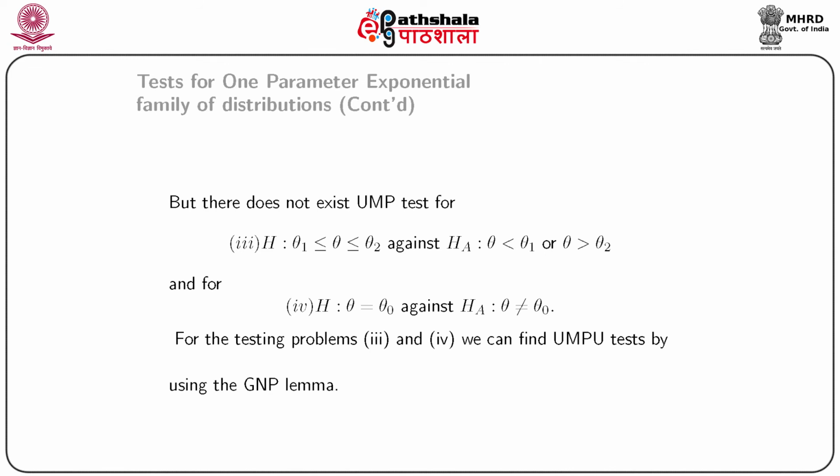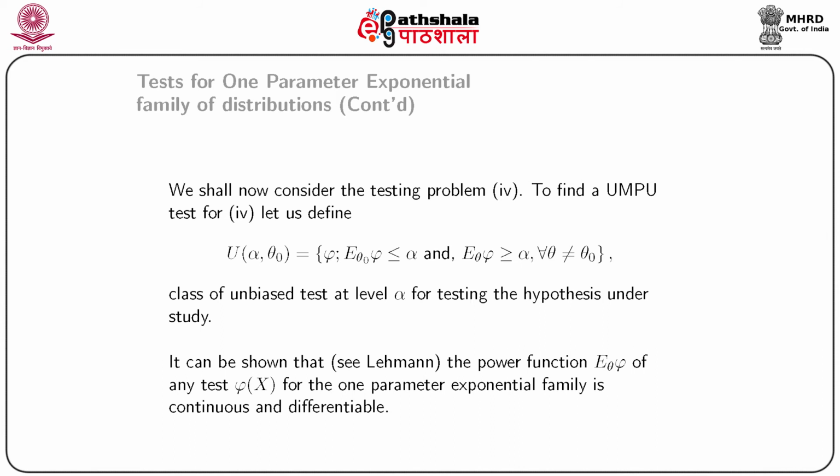But the problem is that there does not exist a UMP test for testing problem 3, which is H: θ1 ≤ θ ≤ θ2 against HA: θ < θ1 or θ > θ2, and for testing problem 4, H: θ = θ0 against HA: θ ≠ θ0. For testing problems 3 and 4, we can find UMPU tests by using the generalized Neyman-Pearson lemma. We shall now consider testing problem 4.